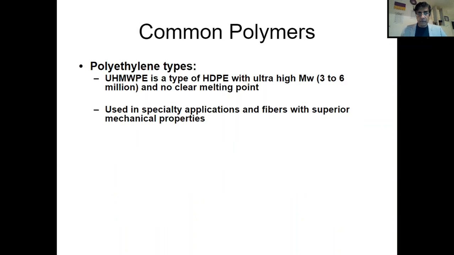And then we moved on to ultra high molecular weight polyethylene, and this has a very high molecular weight, weight average, around 3 to 6 million, but it doesn't have any clear melting point. Where it is used, what the difference is compared to others, please read the handout. And this is used for special applications where we require superior mechanical properties.